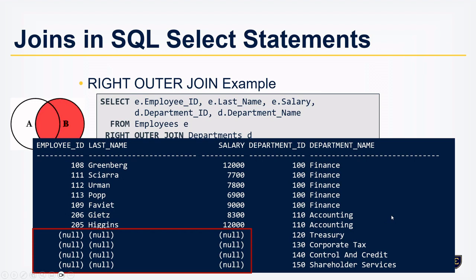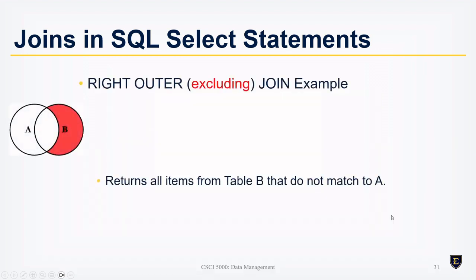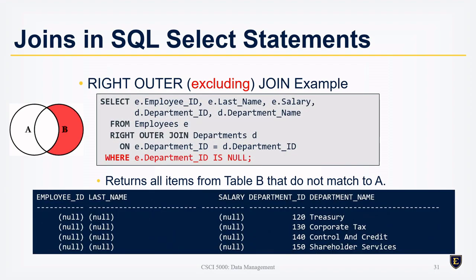We can also do a right outer excluding join where we return all the items from table B that do not match to table A by adding that where clause again, where the department ID from table A, the foreign key, is null. And we want only to display the things from table B that do not match in table A. So we know that Treasury, Corporate Tax, Control and Credit, and Shareholder Services do not have employees in them.